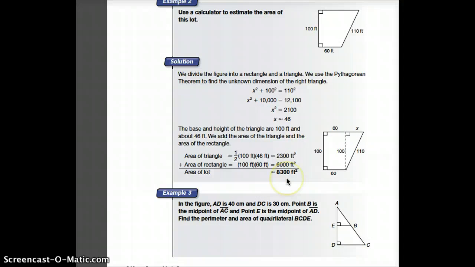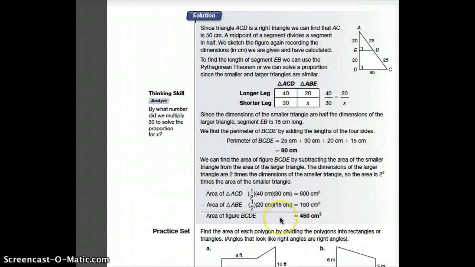Okay. So example 3 involves proportions, and we have talked about proportions before. Once you have the proportion, you notice they have the longer leg. So for example, the longer leg of triangle ACD is 40 over the shorter leg, which is 30. So 40 over 30. They do the same thing with the small triangle: 20 over x. You know how to do this.